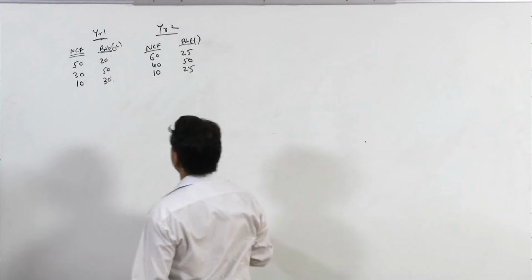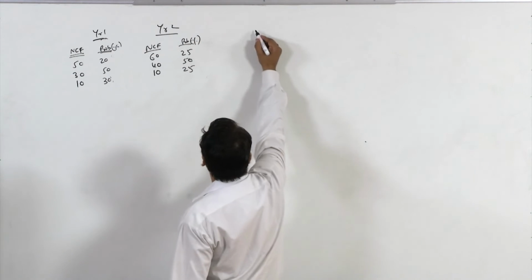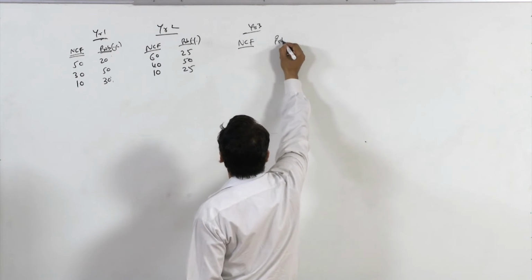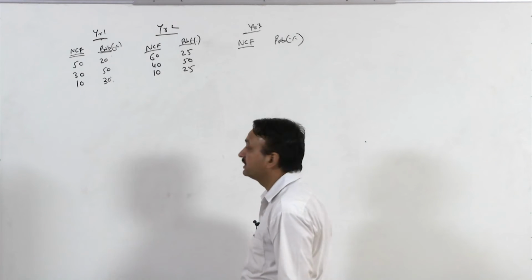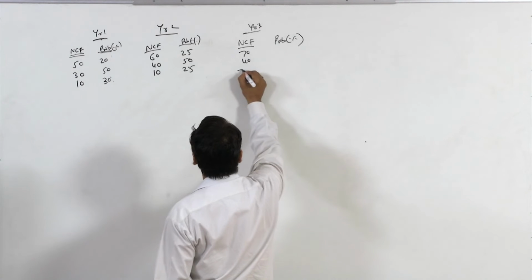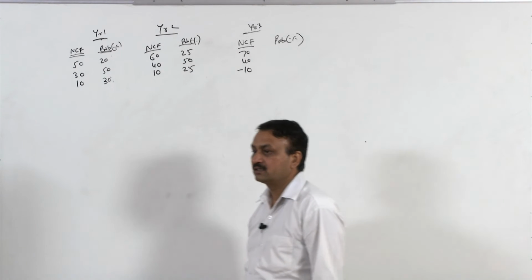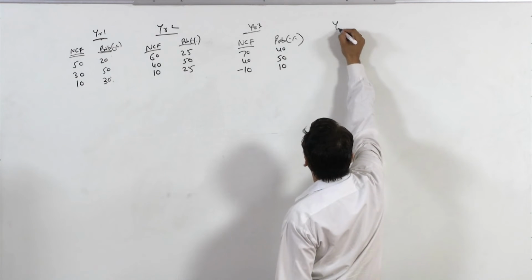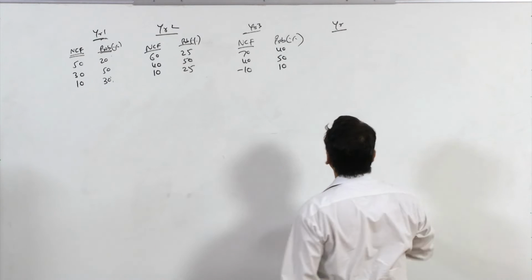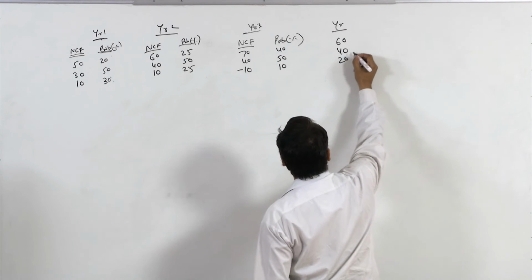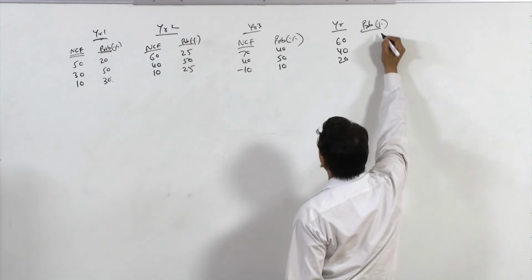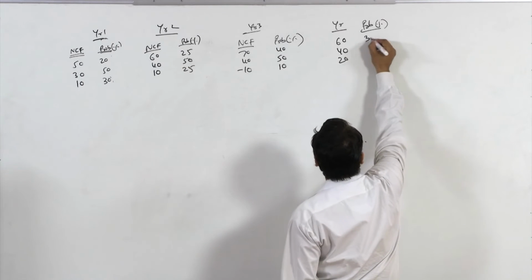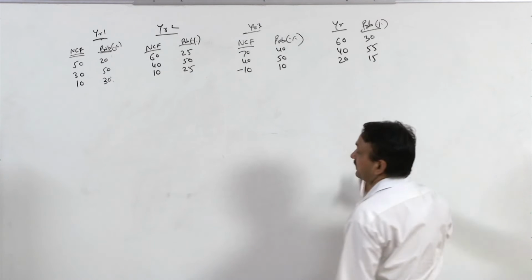So probability in terms of percentage, right. Third year, net cash flow: probability in terms of percentage, it's 70, 40 and minus 10, and probabilities are 40, 50 and 10, right. And for the fourth year this is 60, 40 and 20, and probabilities are again in terms of percentage: 30, 55 and 15, right. So this total is again 100, right.